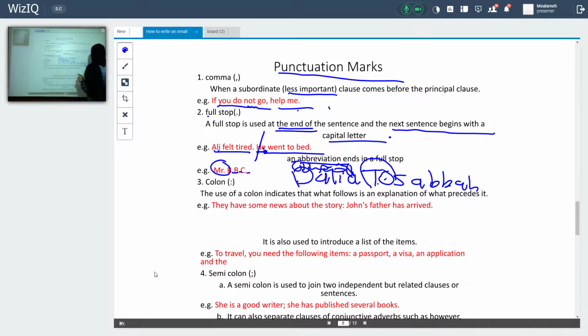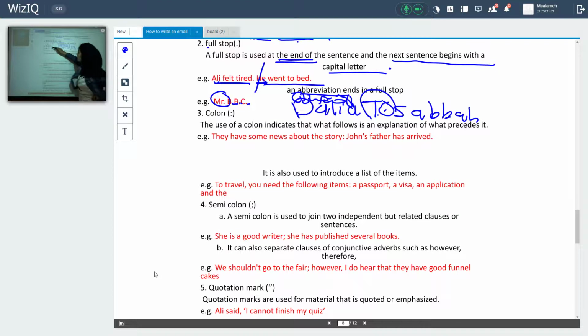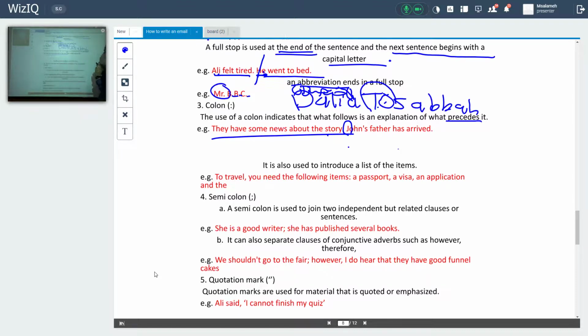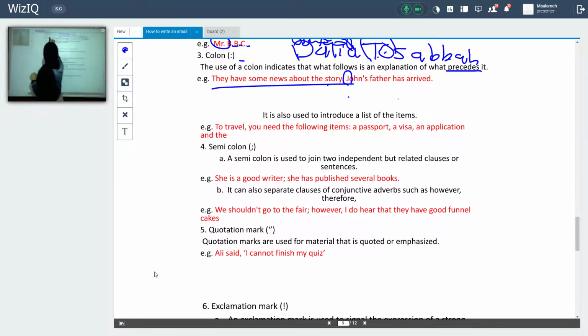Okay, colon. What do we mean by colon? Two periods, one over the other. The use of colon indicates that what follows is an explanation of what preceded it. Preceded, I mean, سابق. They have some news about the story. I have a colon. That means now I will tell you about this part. What is this story? Okay, John's father has arrived. That's it. So easy.